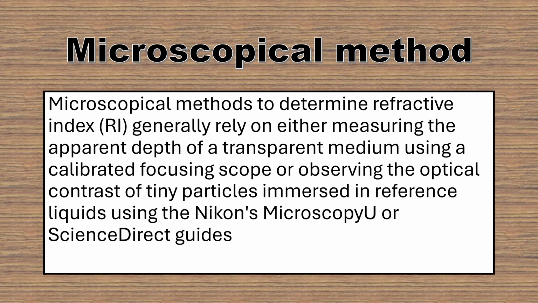Now we will discuss the microscopical method. Microscopical methods to determine the refractive index, that is RI, generally rely on either measuring the apparent depth of a transparent medium using a calibrated focusing scope or observing the optical contrast of tiny particles immersed in reference liquids using Nikon's microscopy U or similar science-directed guides.